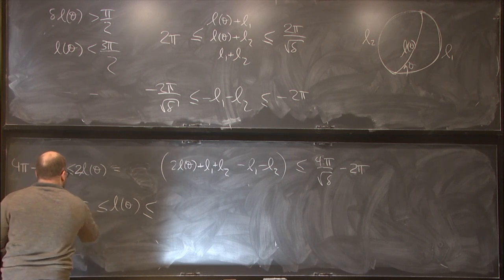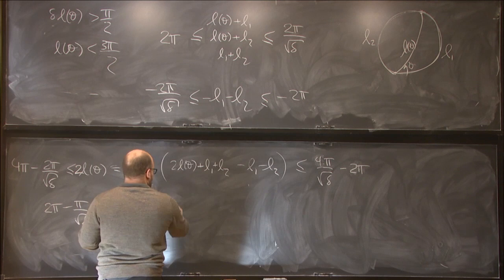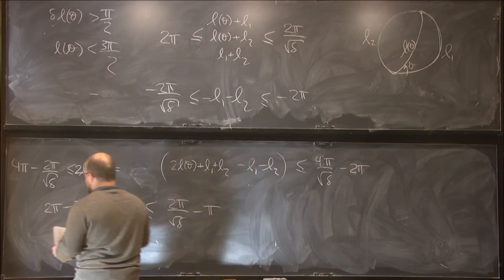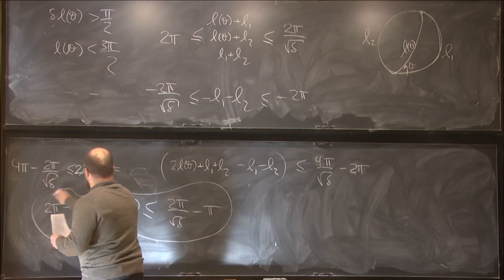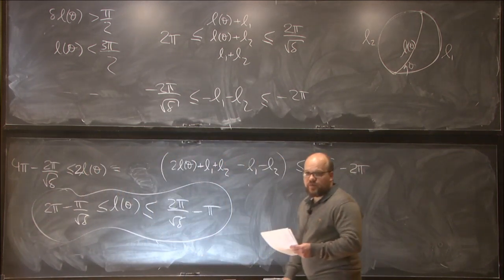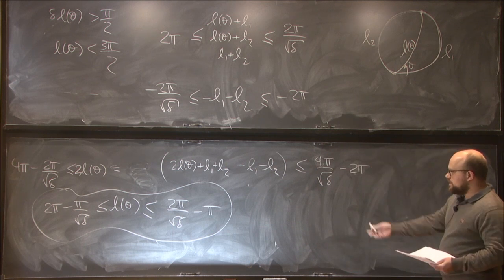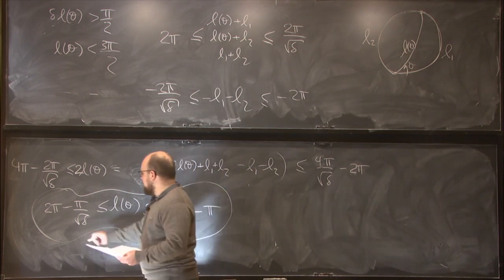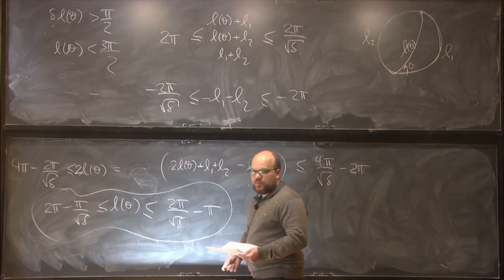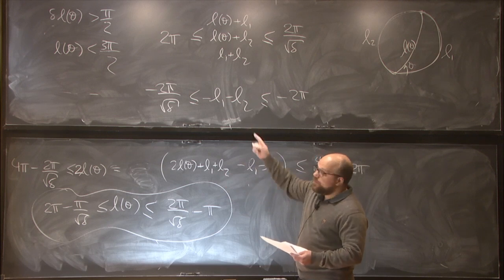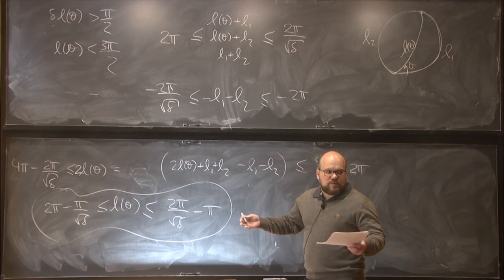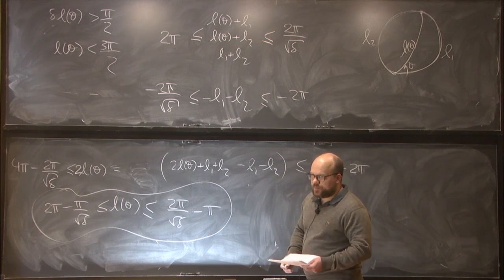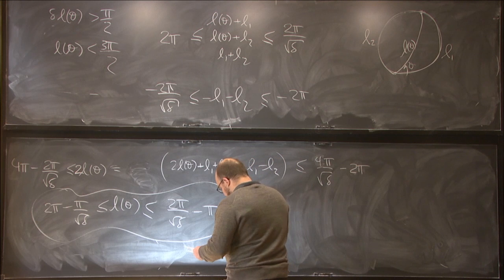2 pi minus pi divided by square root of delta, and here you get 2 pi divided by square root of delta minus pi. So that's the estimate you have to satisfy. So you see that it is satisfied for delta equal to 1, right? For delta equal to 1, you get pi and pi. Pi is a number between pi over 2 and 3 pi over 2. So you see that the game is now just to see how much can you relax delta in order to keep this.